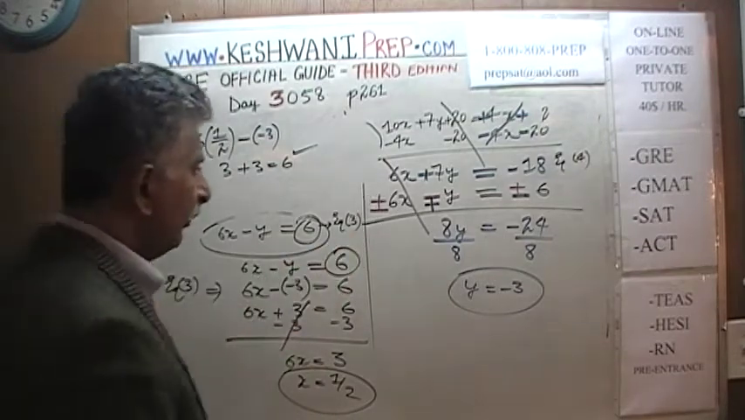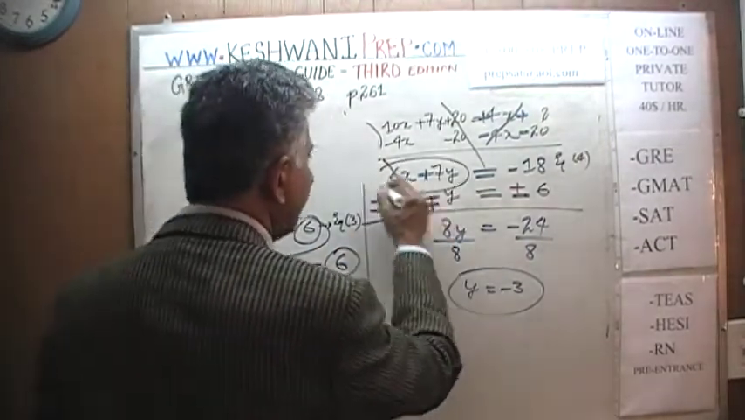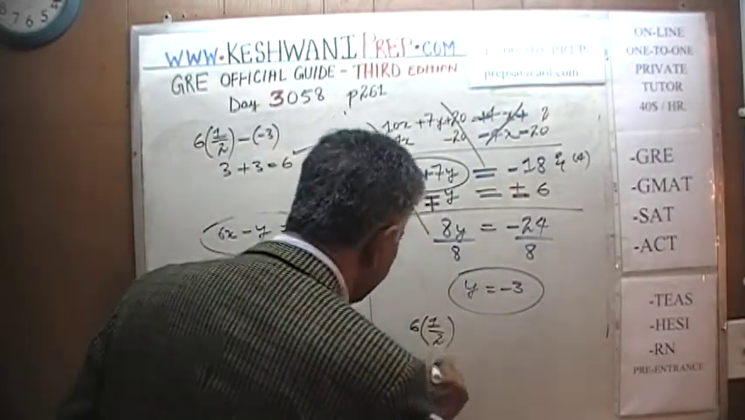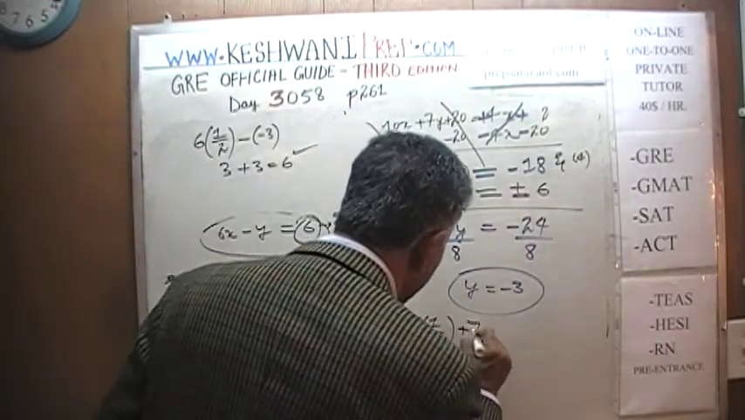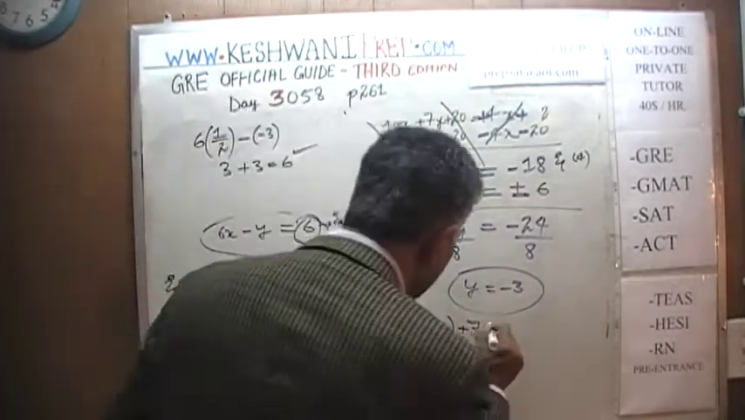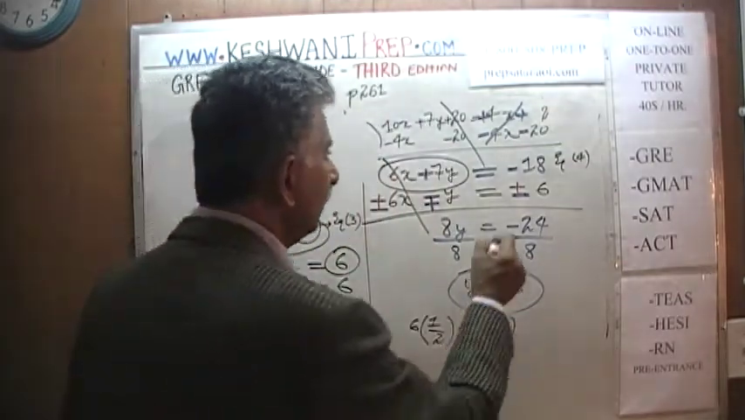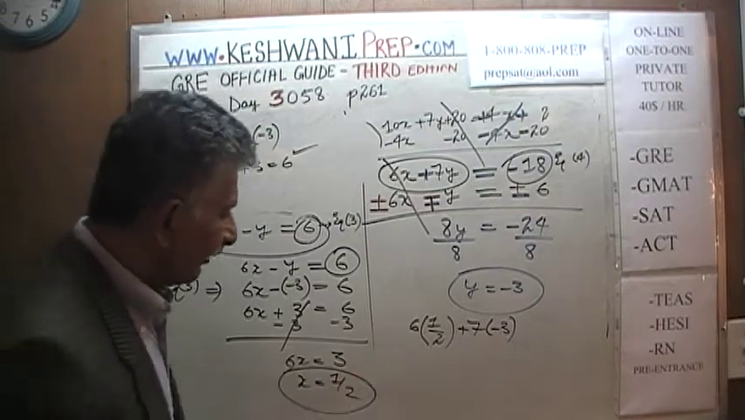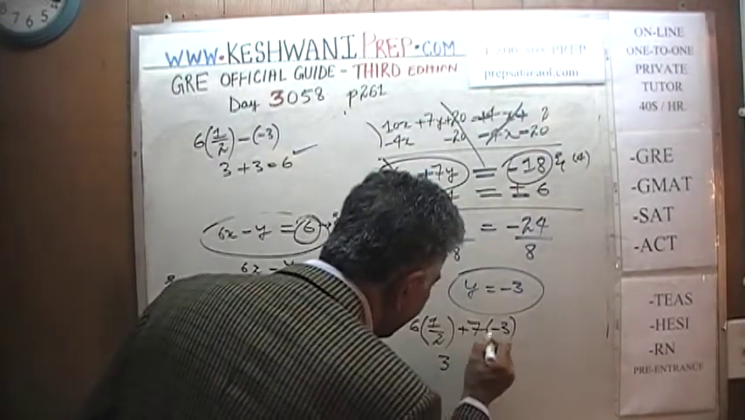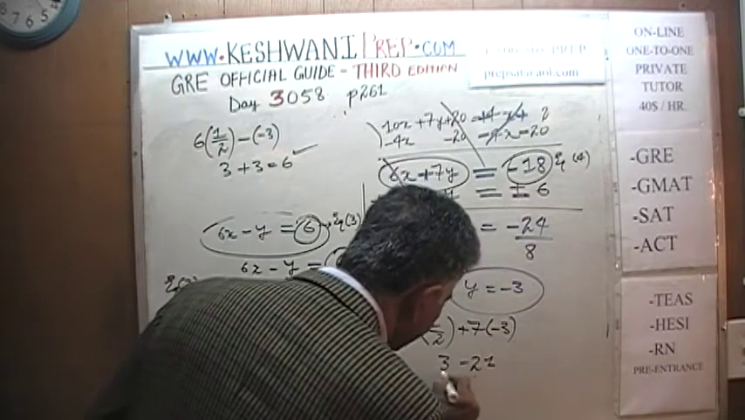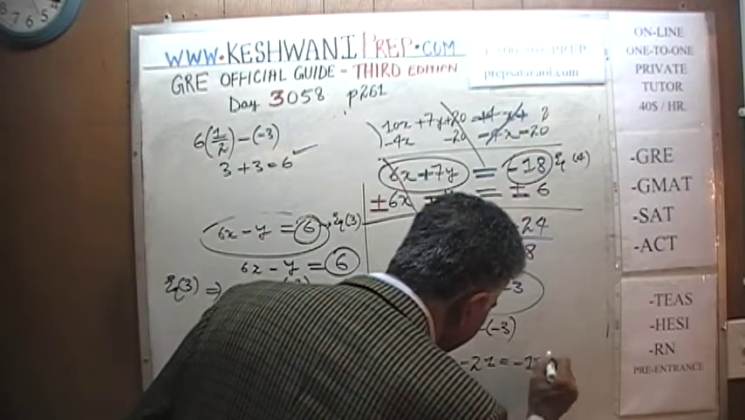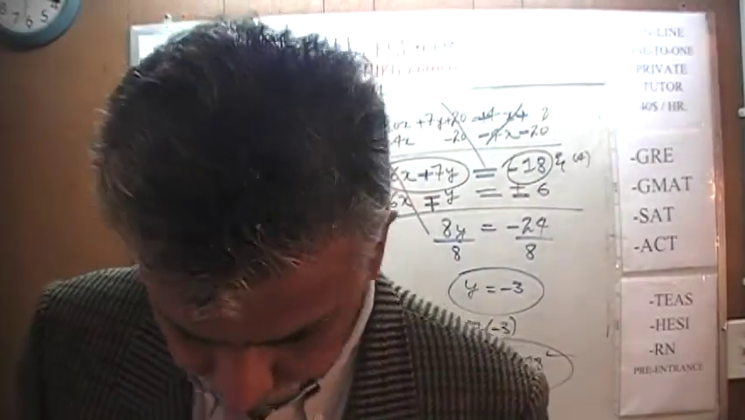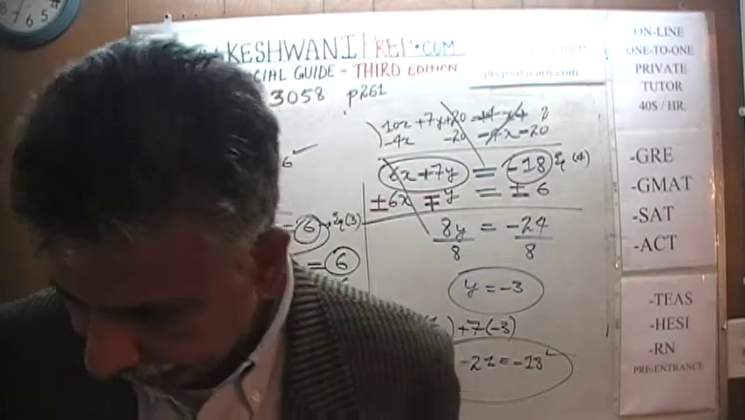Let's verify equation 4. Equation 4 tells us, this is equation 4 right here, 6x, which we are claiming to be half, plus 7y, 7 times y, which we're claiming to be negative 3, and this better add up to negative 18, and if it doesn't, we have a problem. Half of 6 is 3, and 7 times 3 is 21, it's going to be negative 21, and 3 minus the 21 is indeed negative 18. It checks out. Our work is correct. That was the end of problem number 7.